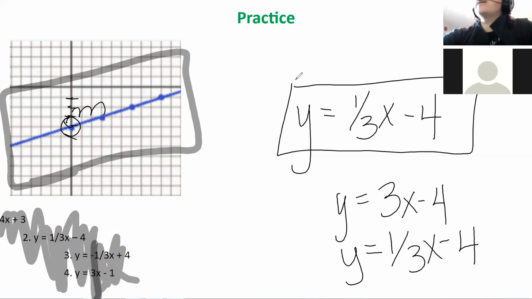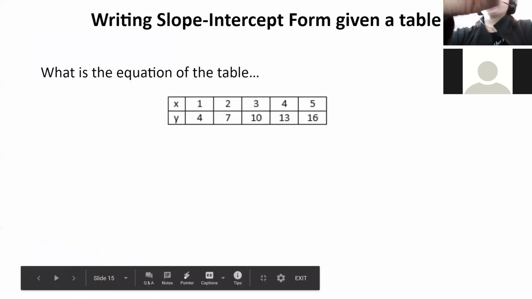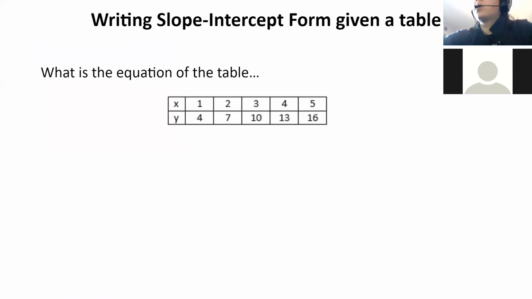Okay, any questions on how to write the slope-intercept form given the graph? Okay, let's look at the table here. So it remains the same. We need to get a slope and a y-intercept. So if we were to read a y-intercept is when x is what? 0. And on this table, there is no 0 for x.